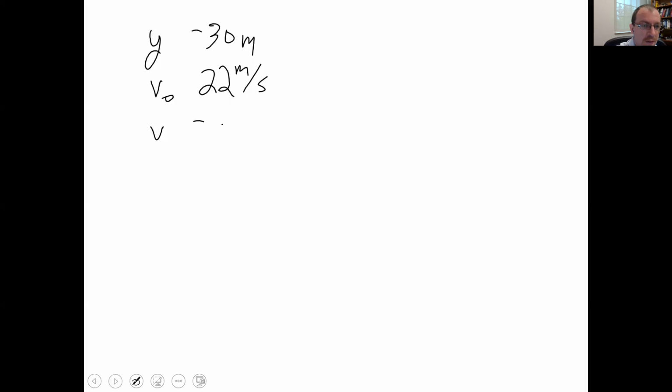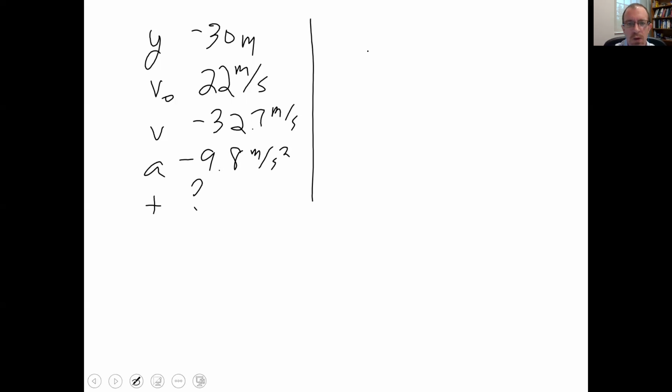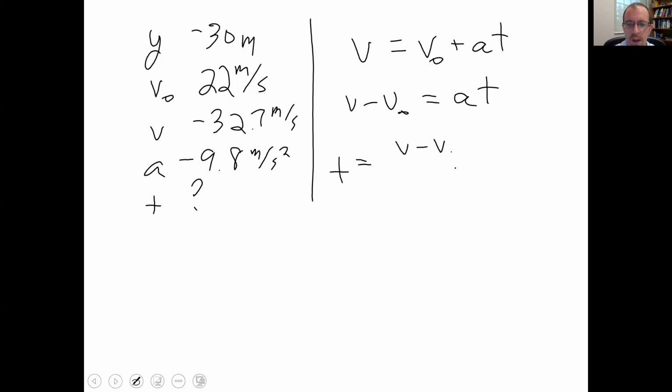Okay. Final velocity is negative 32.7 meters per second. Acceleration is negative 9.8 meters per second squared. And I'm looking for the time. Let's just do it over here. I can use any one of a number of different equations. Let's just use this one here. V is equal to V naught plus AT. V minus V naught is equal to AT. Let's see, divide both sides by A. We end up with T is equal to V minus V naught divided by A.